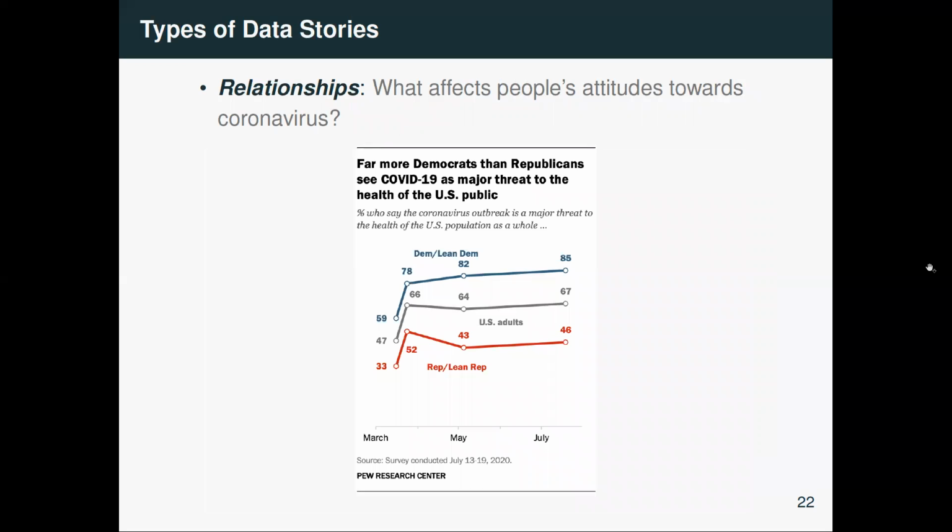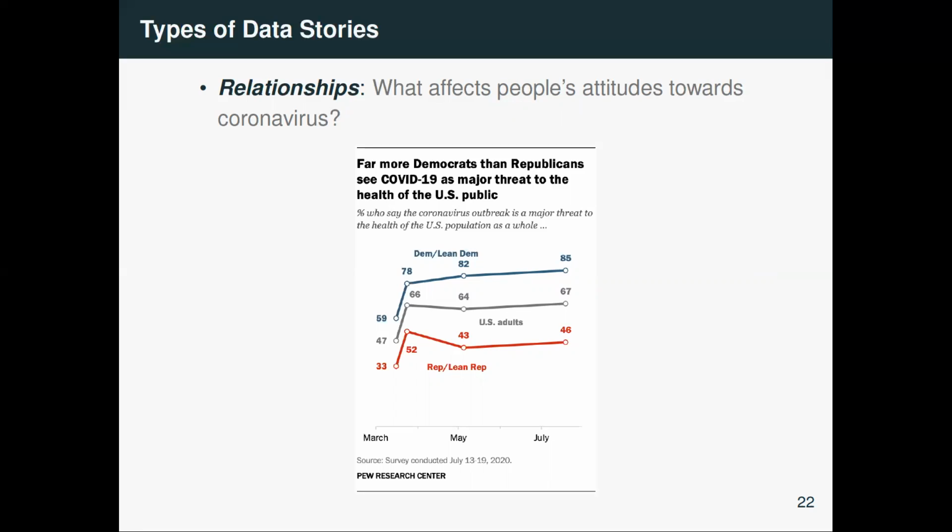And then finally, there's a story type called relationships. Relationship stories are probably the more common ones, or the ones that are the most interesting, in the sense that people are trying to make some conclusion or draw some connections between different concepts and facets of the data. This example right here is a story from Pew Research Center. It's just trying to show a relationship between political affiliation and attitudes towards the coronavirus. And so from this graphic, we can see that if you're a Democrat, you tend to have higher levels of concern about COVID-19 as a major threat to the health of the US public as compared to US adults overall and as compared to Republicans.